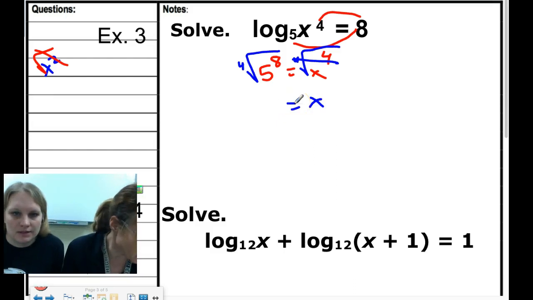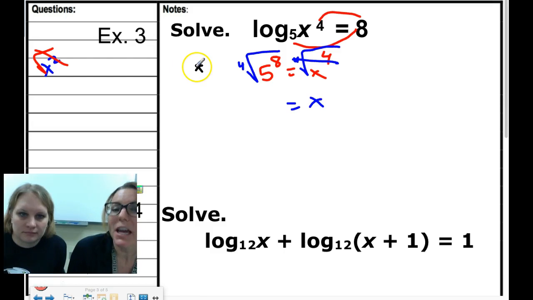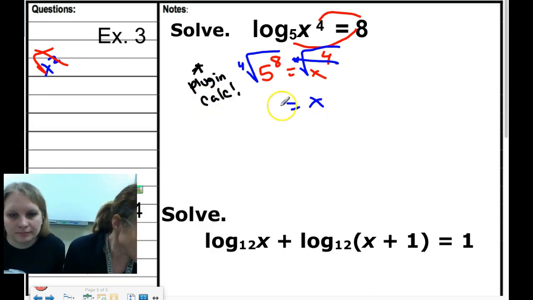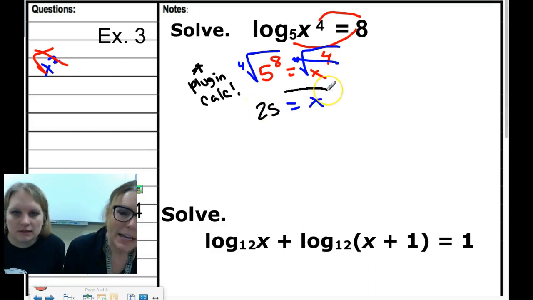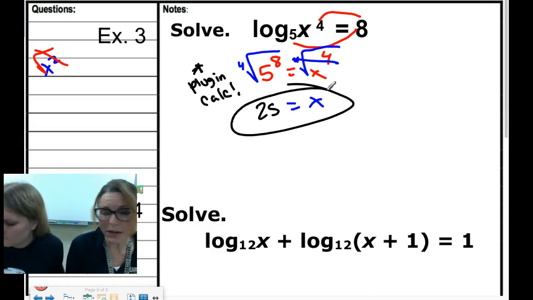And over here, we just plug this in our calculator. So you're going to plug in 5 to the 8th and then take the 4th root of 5 to the 8th. We can go over that if you need help, but that's pretty easy on our calculator. You get a nice answer, actually, and it's 25.